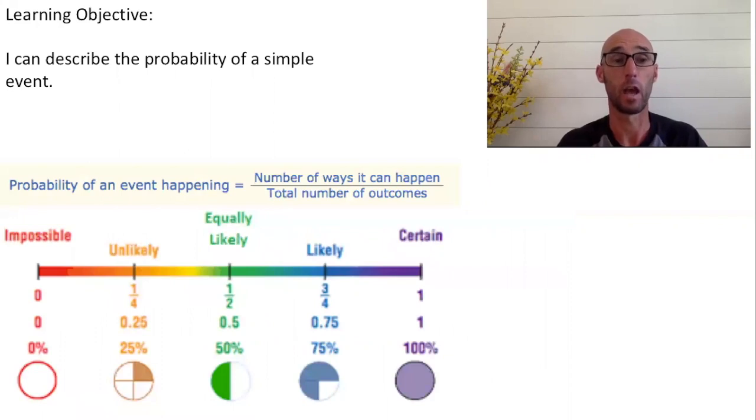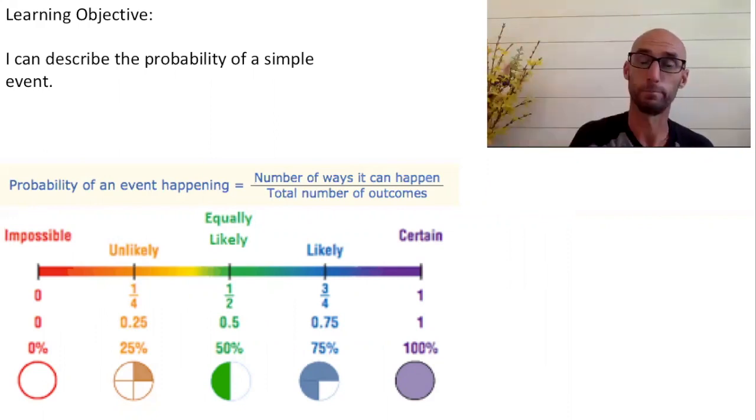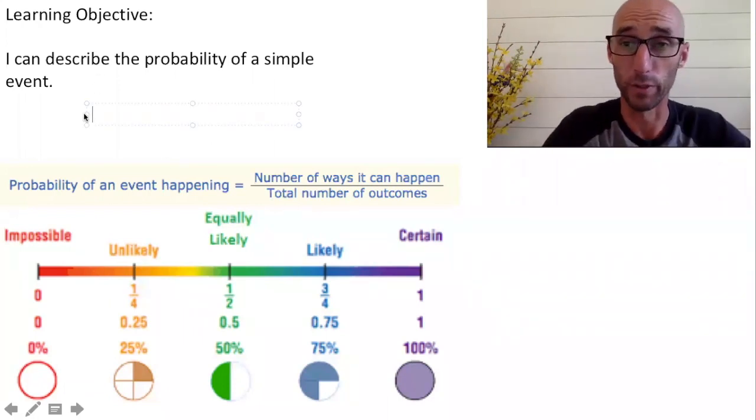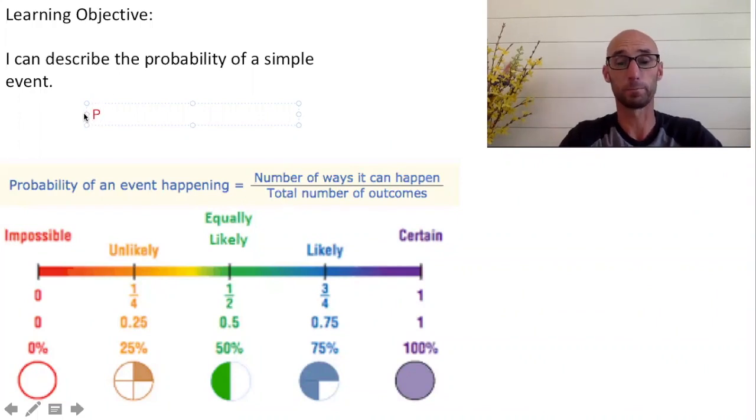To begin, I can describe the probability of a simple event. Probability is the likelihood or chances that something happens. A simple event is when one thing happens. Let's take a common quarter. When we flip a quarter, there are 2 sides that it can land on. To talk about probability, we write a capital P, and if we were interested in our quarter landing on heads, we would put that in parentheses.